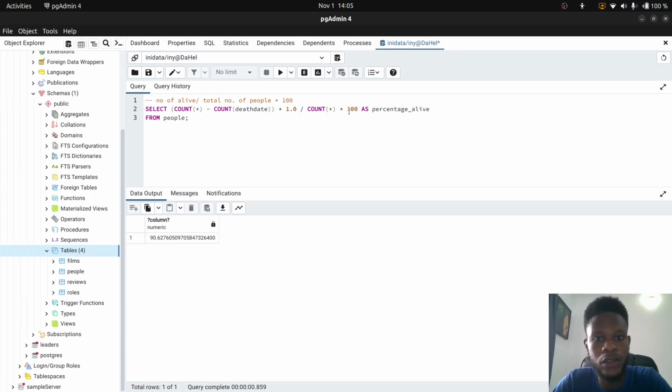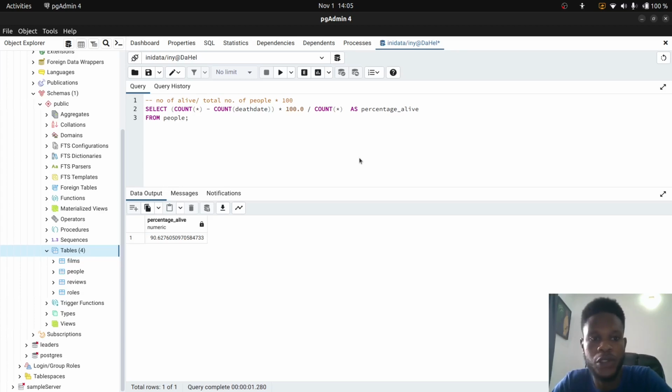alive. Another way you could fix this is by taking this 100 all the way here. So instead of using 100, just use 100.0. And this is the result. So this means 90.62% of people are alive in this data set. So that's a good thing.